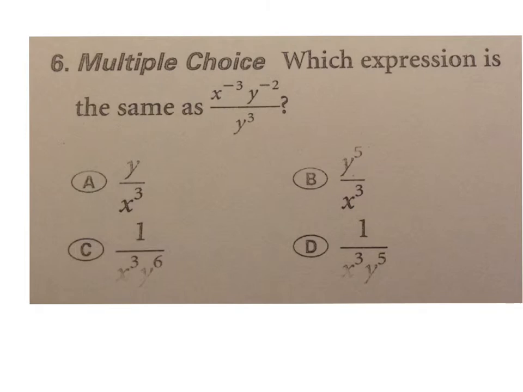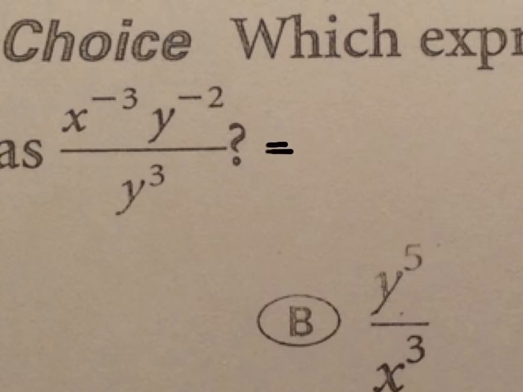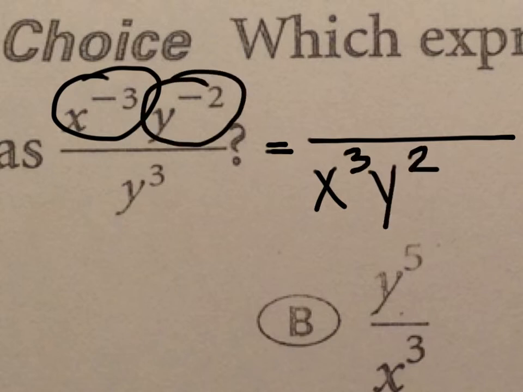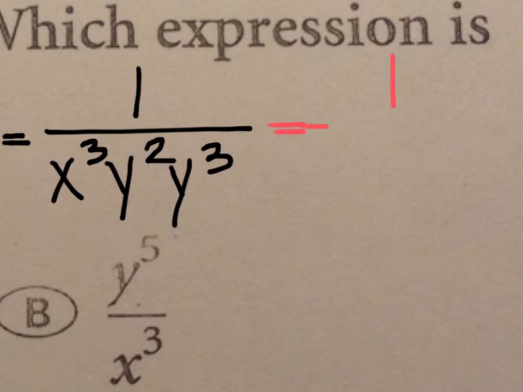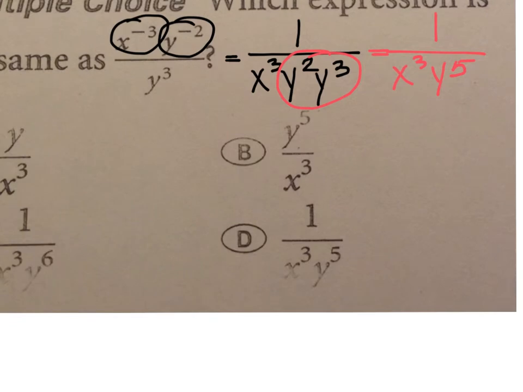I'll record this one. Which expression is the same as x to the -3rd, y to the -2nd over y to the 3rd? So we'll zoom in here, and this will be equivalent to moving this to the bottom to get x to the 3rd, moving that to the bottom to get y to the 2nd, and you already have a y to the 3rd on the bottom. So now simplify that. X to the 3rd has nothing to simplify with, but you have y to the 2nd, y to the 3rd, which is y to the 5th. So 1 over x to the 3rd, y to the 5th would be D.